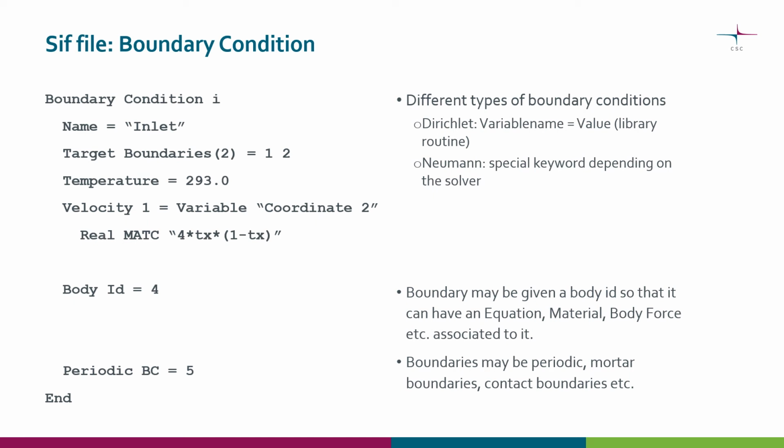We can define a boundary also to be a body. This means that using this syntax, we could create an additional body, and in that body solve some partial differential equation. So partial differential equations are solved on the bodies. So if we want a boundary to have a partial differential equation, then we should declare it also as a body. So this should be the first free number for the bodies. The boundaries can be periodic, they can be mortar boundaries, etc. So we can then have some additional keywords here.